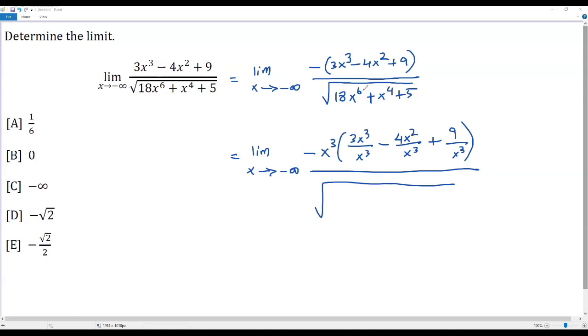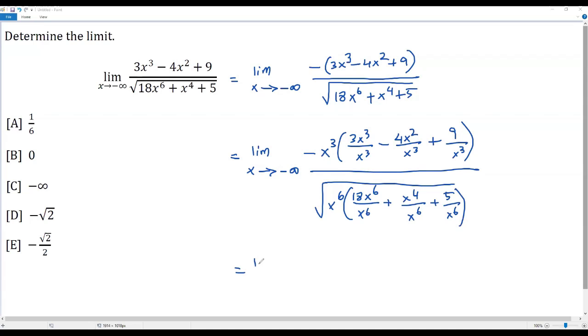And now the same thing here in this expression: the variable with the largest exponent is x to the sixth power. It has to be factored out. So if I factor it out, to get the stuff inside the parentheses, I have to divide each term by the one I factored out. So 18 times x to the sixth power divided by x to the sixth power, positive x to the fourth power by x to the sixth power, positive 5 by x to the sixth power.